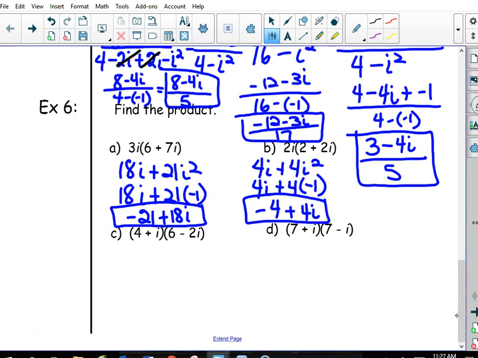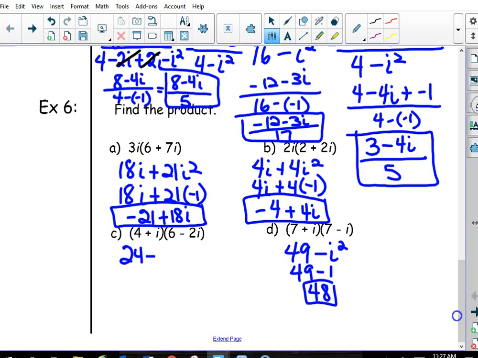Last two, I prefer to do the number d because it's a difference of two squares. I'm just going to get 49 minus i squared, or 49 minus 1. Our complex numbers totally go away on this one. Okay, that's kind of the idea of the conjugate above.